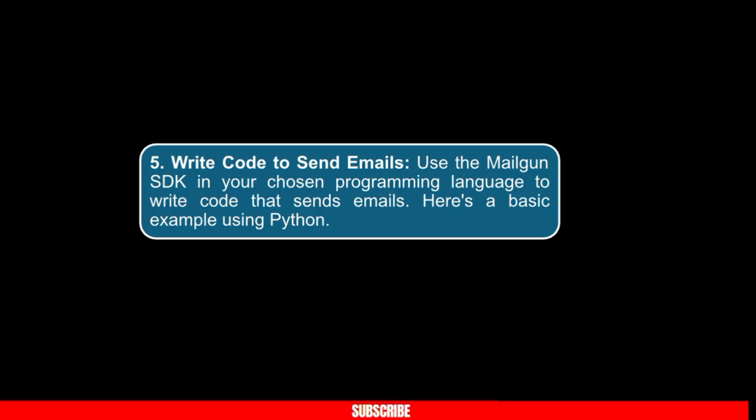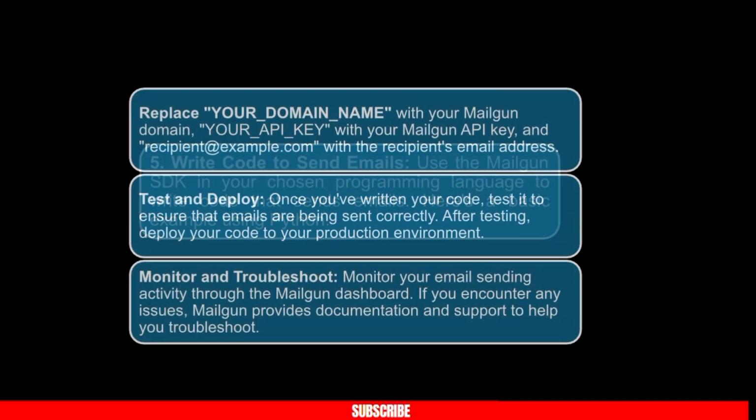Now, write code to send mails. Use the Mailgun SDK in your chosen programming language to write code that sends email. Here's an example using Python.